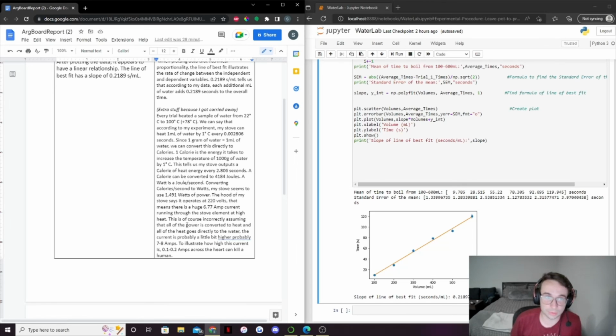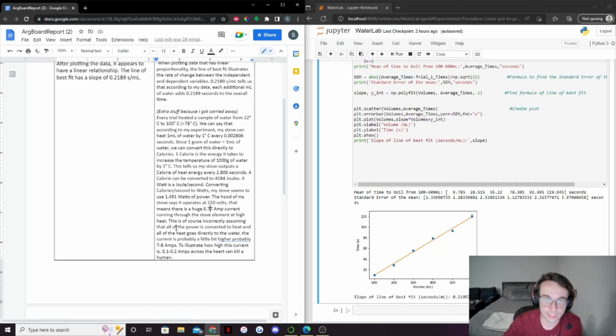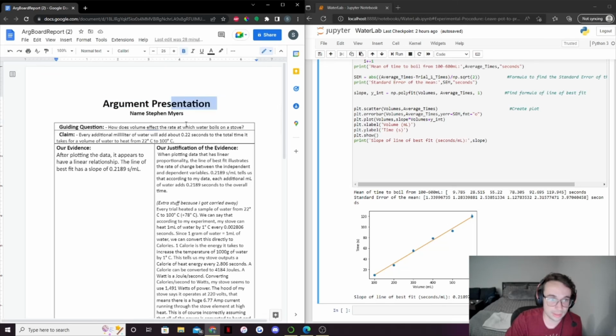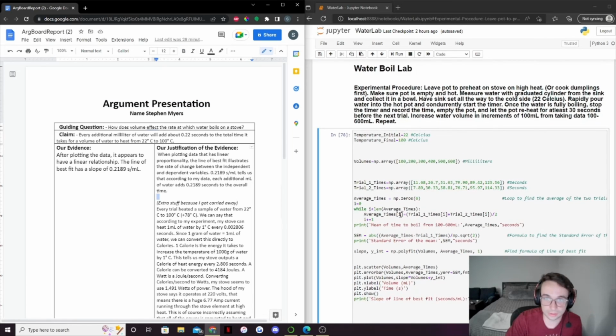So I thought it was really cool that I could take this information about boiling water and use it to estimate how much current is going around in my little electrical stovetop. Yeah, so that's what I did, presented to you in a way.